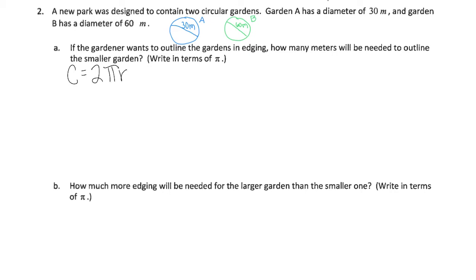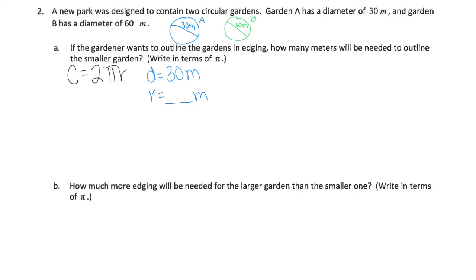So now that we know C equals 2 pi r, we can go ahead and start solving for Garden A that has a diameter of 30 meters. If we know that our diameter is equal to 30 meters, but for a formula we need to know the radius, what is the radius going to equal?